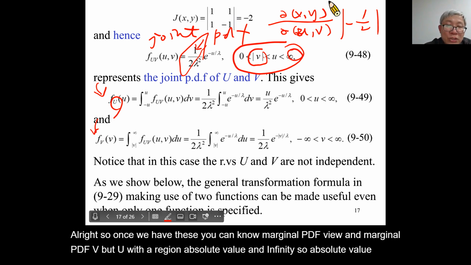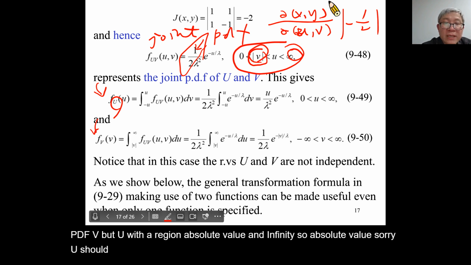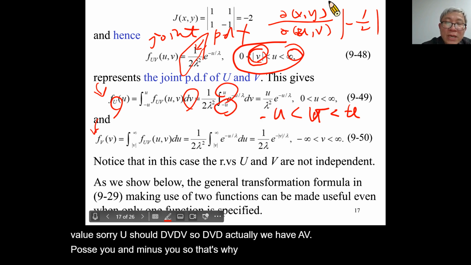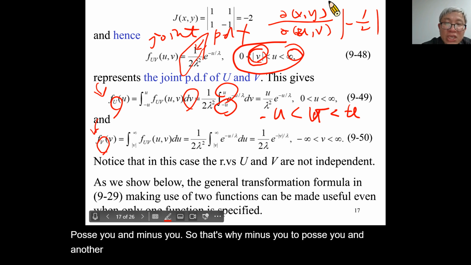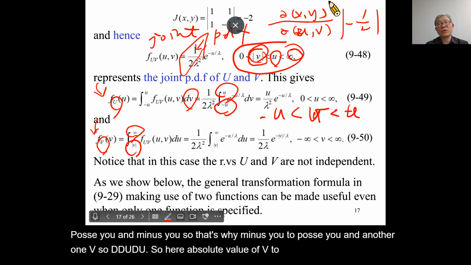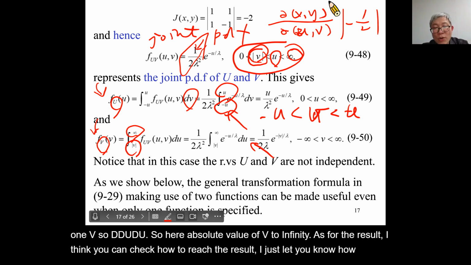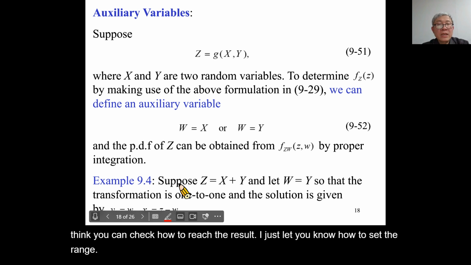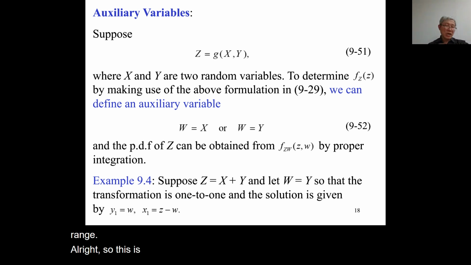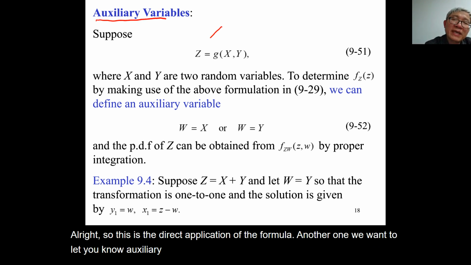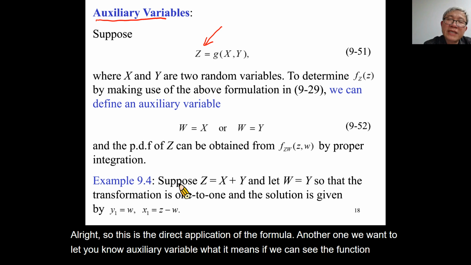u should be dv, so for v we have positive u and minus u, so that's why minus u to positive u. And for the other one, v, du, so here the absolute value of v to infinity. As for the result, I think you can check how to reach the result. I just let you know how to set the range. Alright, so this is the direct application of the formula. And next we want to let you know about auxiliary variables. What it means, if we can see the function defined in the previous supplement 2.